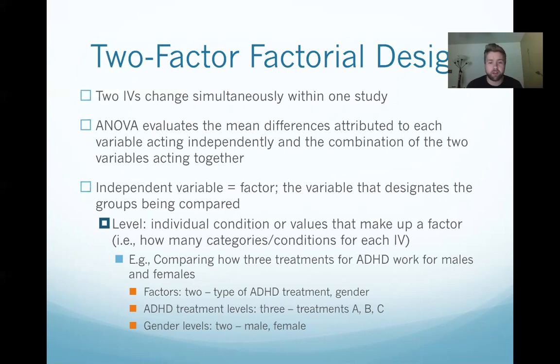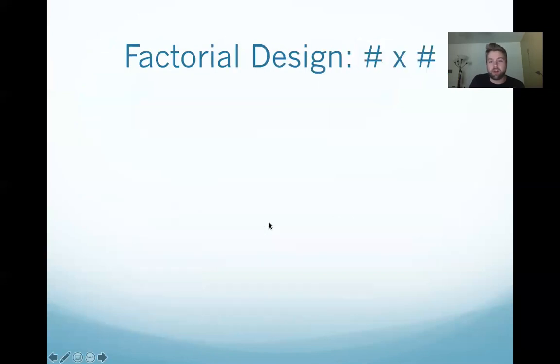And with that, you can look at each level, and then the levels intersect, right? The example here on the screen can be helpful: you're comparing how 3 different treatments for ADHD work for males and for females. So there are 2 factors, the type of treatment and the gender. The ADHD treatment has 3 levels, and for the purpose of this research, gender has 2 levels, right? So within that, we have what's called a factorial design.